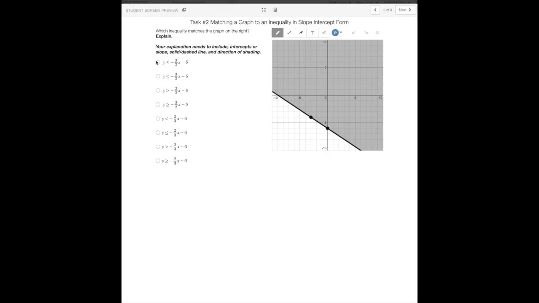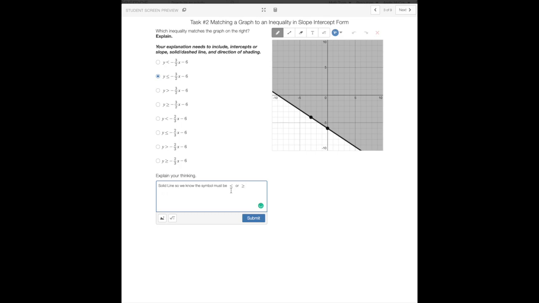I don't know which one of these options is going to be correct, so just so I can get a text box to pop up, I'm going to guess this one. Actually, I can pick a different one. I'll pick this one, and the reason for that is because I know it's a solid line. So that means I'm going to have one of these symbols.